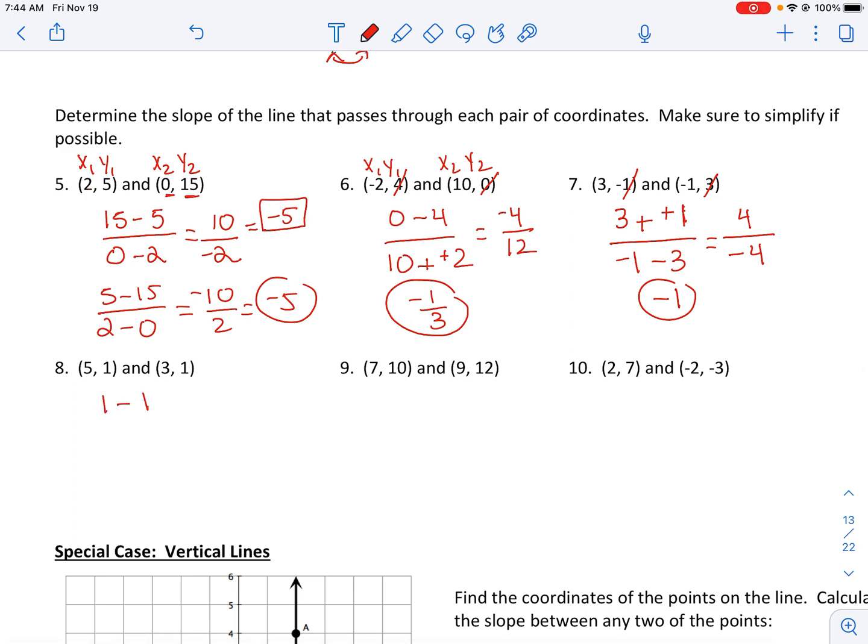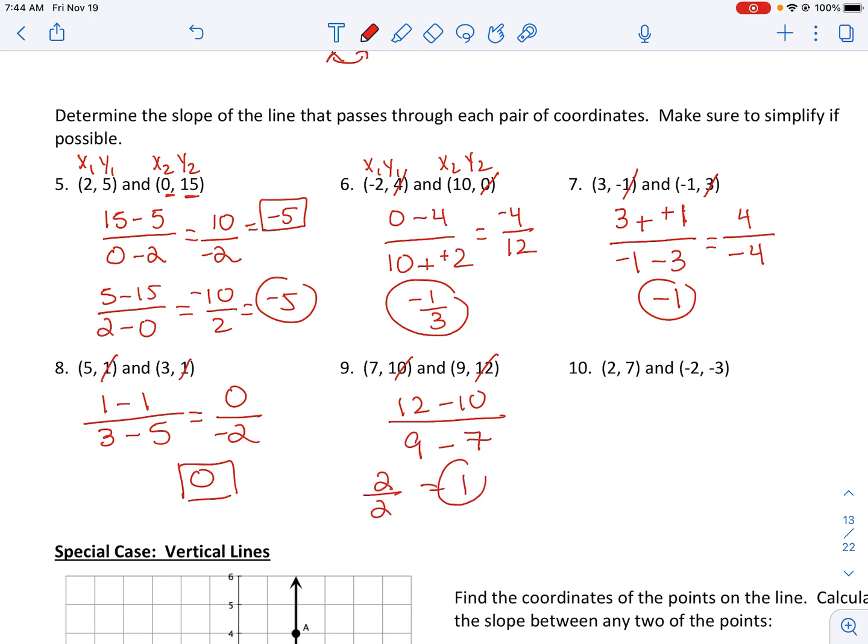Here I have 1 minus 1 over 3 minus 5. And you have 0 divided by negative 2. 0 divided by any number is always 0. So you're just going to write this as 0. 12 minus 10 over 9 minus 7. 2 over 2 is 1. Here, negative 3 minus 7 over negative 2 minus 2. Negative 10 over negative 4. Negative over negative is a positive, and this reduces to 5/2.